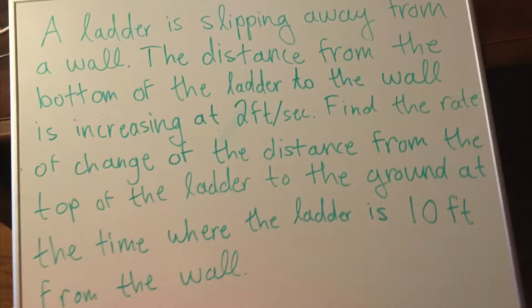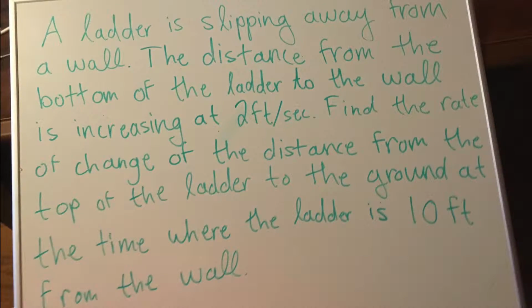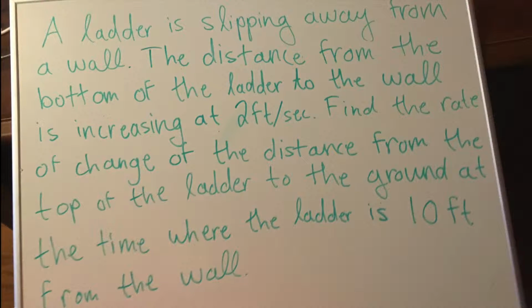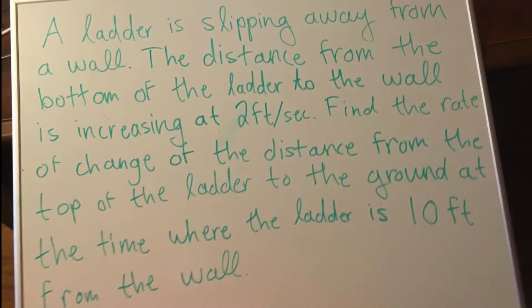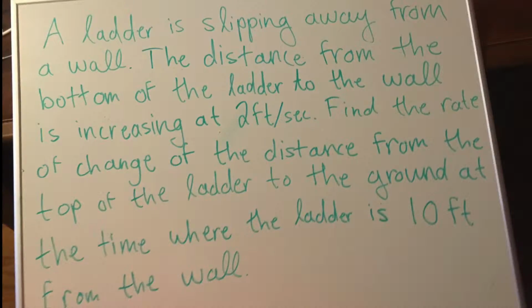Okay, so now we're going to do a falling ladder example. A ladder is slipping away from a wall. The distance from the bottom of the ladder to the wall is increasing at 2 feet per second. Find the rate of change of the distance from the top of the ladder to the ground at the time where the ladder is 10 feet from the wall. So we're going to draw a picture for the problem.